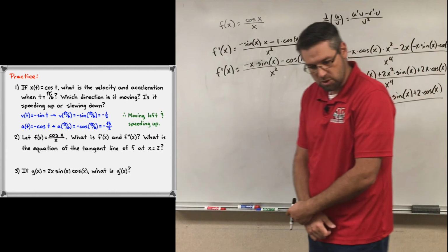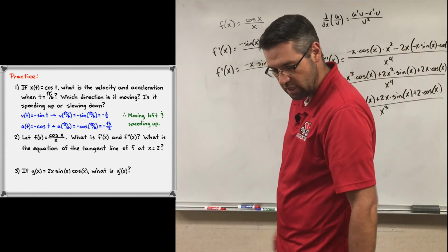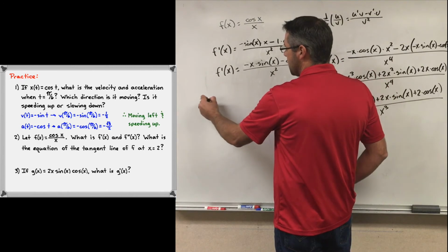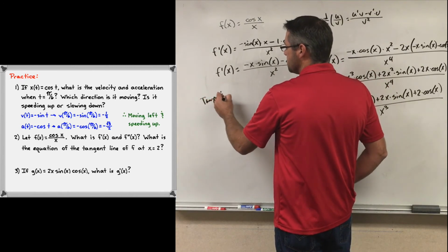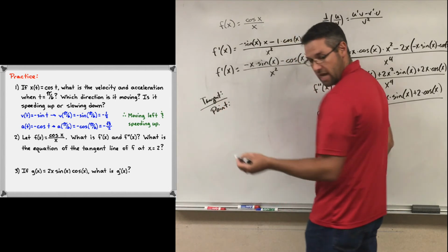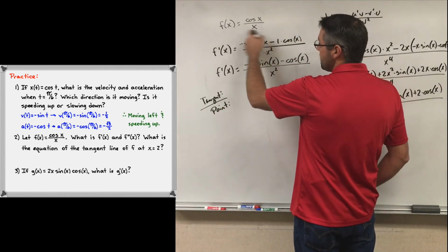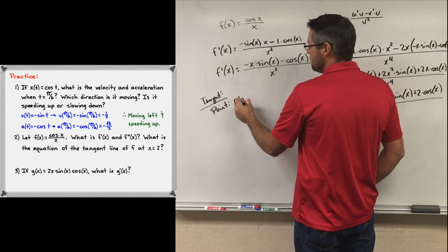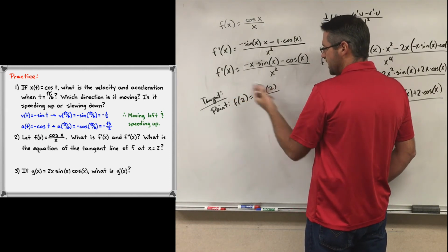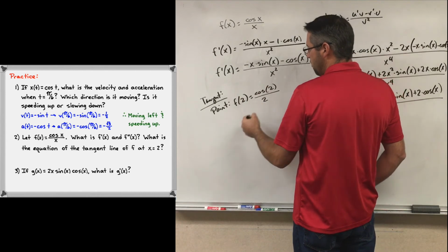The last part of number 2 said find the equation of the tangent line of f at x equals 2. So remember, to find the tangent line, you need two things. You need your point. Well, how do I find the point? The point was when x equals 2, so we have to plug that back in up here. So f of 2 equals cosine of 2 over 2. That can't be simplified too much, but that's my point.